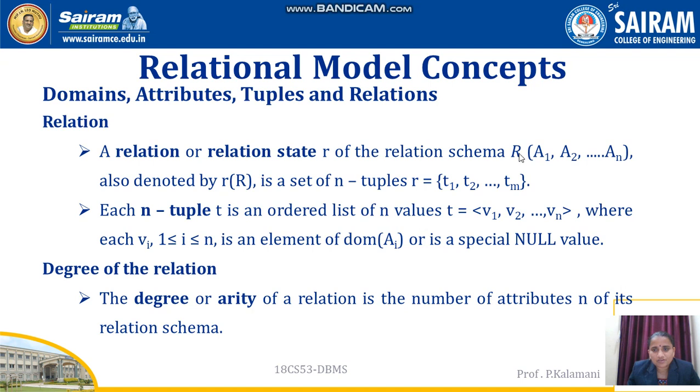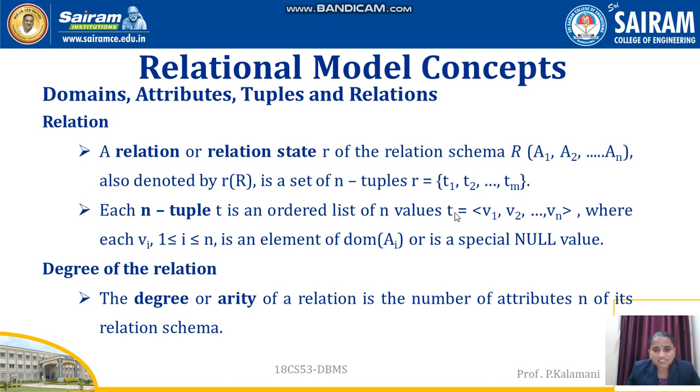Then now we will define what is a relation or relation state. That was the definition of relation schema. Now we are defining a relation or relation state, denoted r of R, which is a set of n-tuples: r equals {t1, t2, ..., tm}. Within the set you have to use set notation. So r is a relation state that is defined as a set of tuples. In general we will call it an n-tuple. A tuple t is an ordered list of n values. Each tuple will have n values. We have seen that in the customer relation we have 4 values.